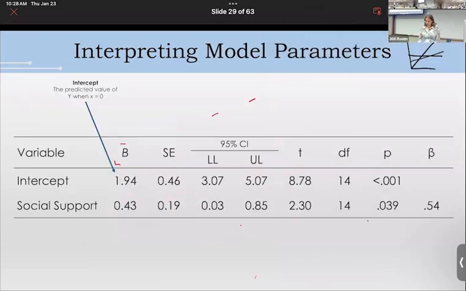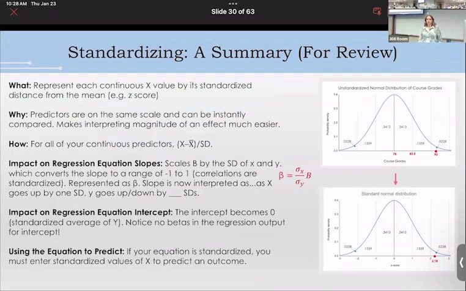Questions about these guys? You did fine with the standardizing, but by the way, this is a review from 308A. How do you get, if you care, how do you get from B to beta? The way it gets standardized is it multiplies our B, which is our unstandardized coefficient, by the standard deviations of X and Y. That's how you get beta.